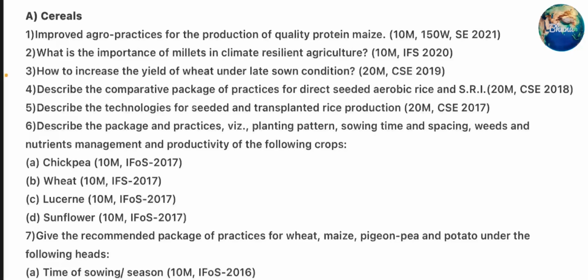Improved agro practices for the production of quality protein maize. Question 2. What is the importance of millets in climate resilient agriculture? Question 3. How to increase the yield of wheat under late sown conditions? Question 4. Describe the comparative packages of practices for direct seeded aerobic rice and SRI.